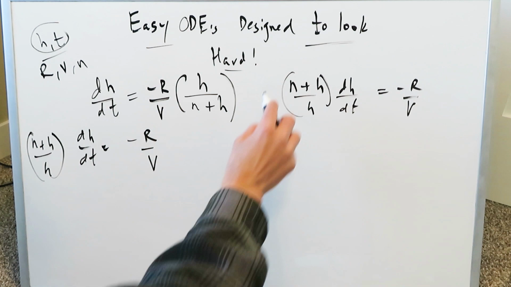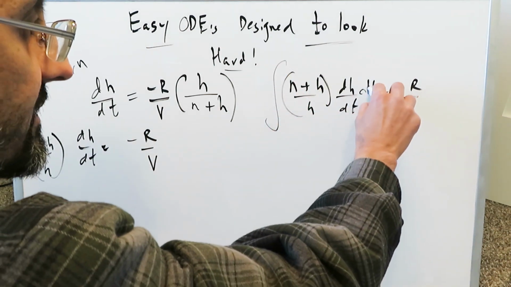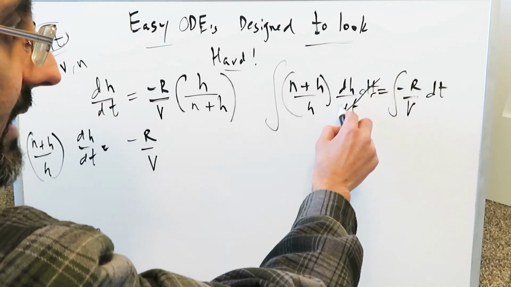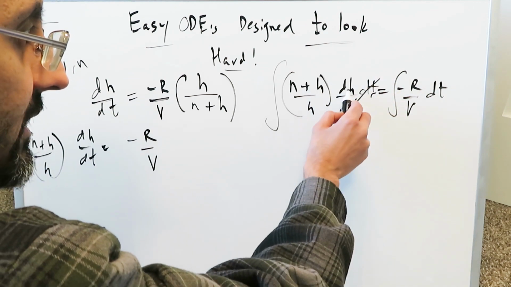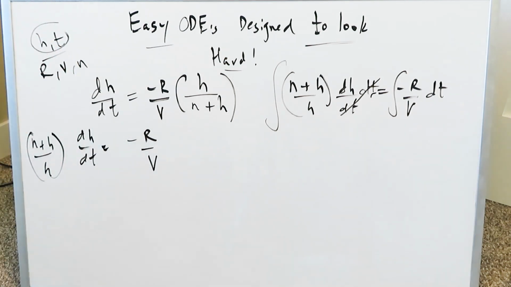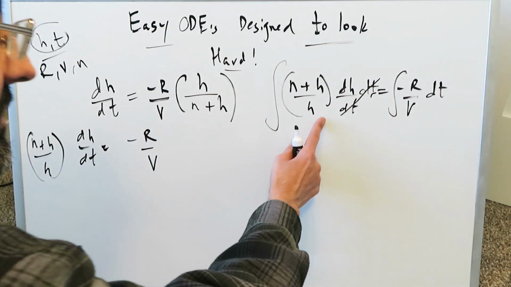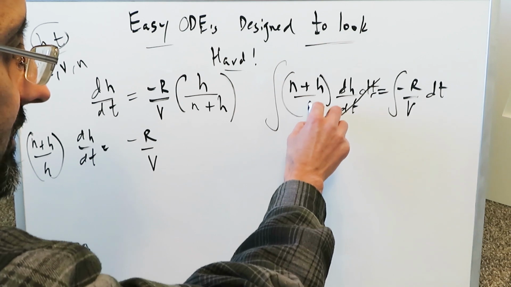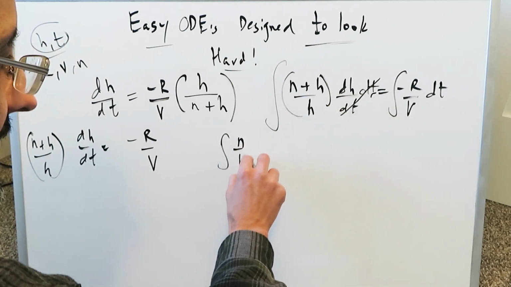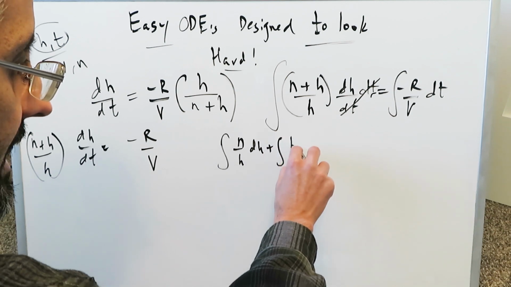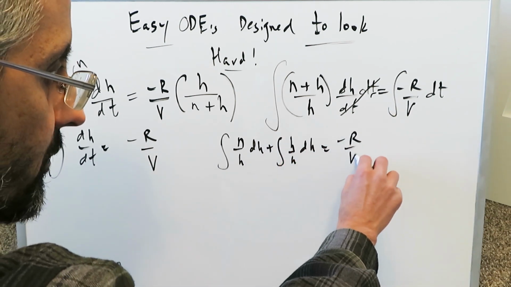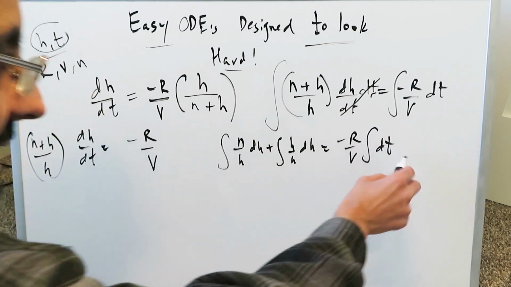The separation of variables technique, and now do this. Integrate with respect to dt. Look, right here, the dt's will cancel out. You'll be having here the h variable with its dh, the independent variable. Here you'll have integration with respect to dt, and now it's not hard. Separate this across the plus sign into its separate items. You're looking at integral n over h dh plus integral h over h dh is equal to what you're seeing over there, minus r over v integral dt. Exactly what I was saying.